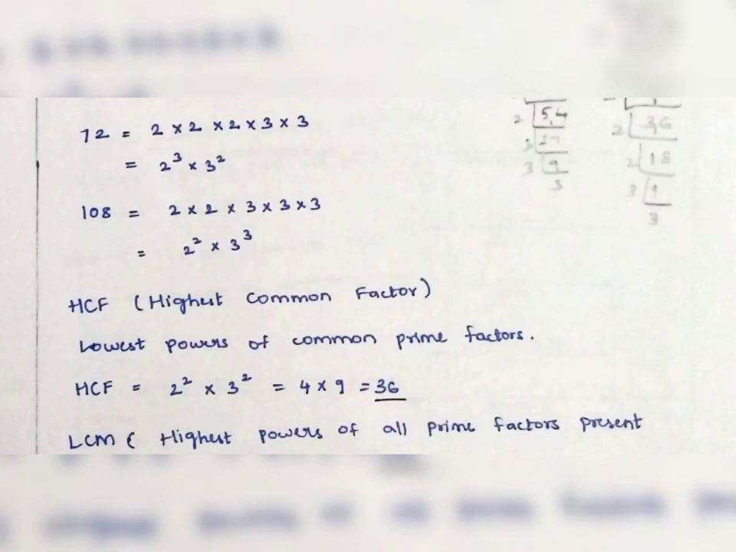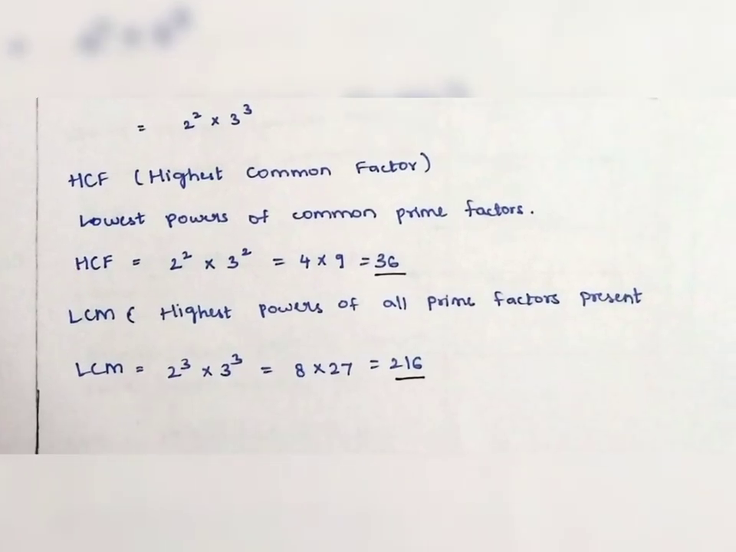Similarly, in 72 it is 3 square, in 108 it is 3 cube, but out of these two, which one do we choose? 3 square we have to choose, because the power of 3 square is less. So HCF will be 2 square into 3 square. If we multiply this, we will get 36.